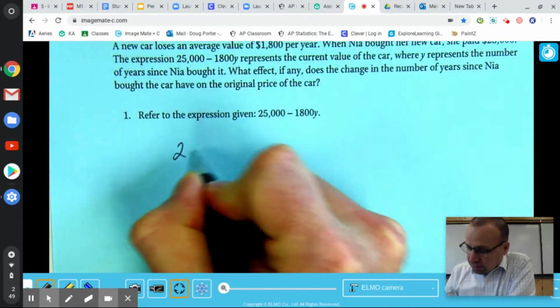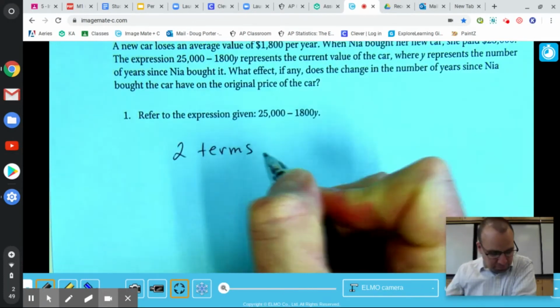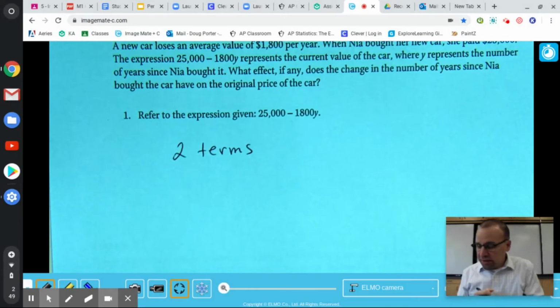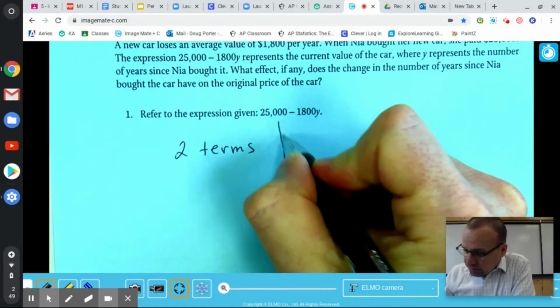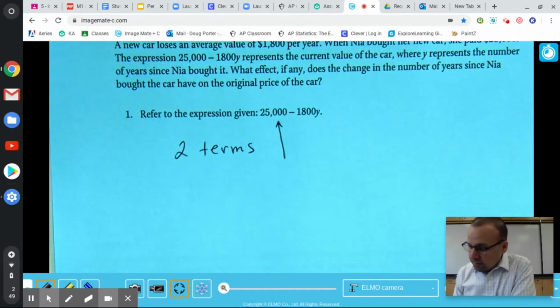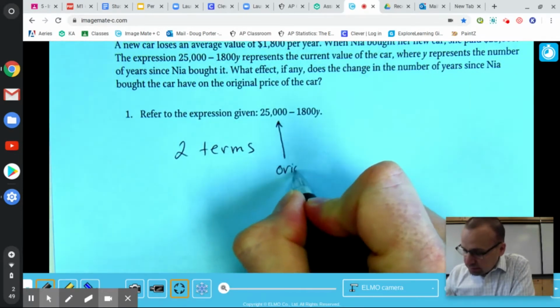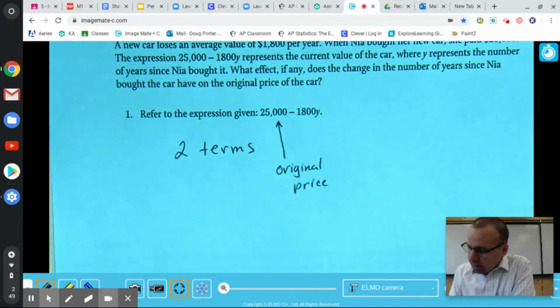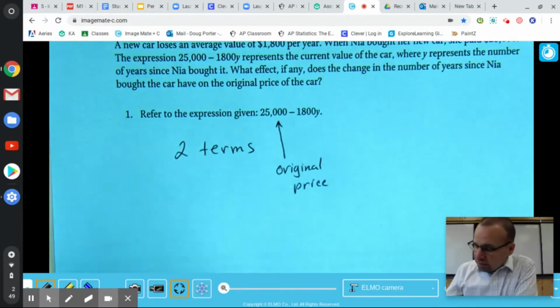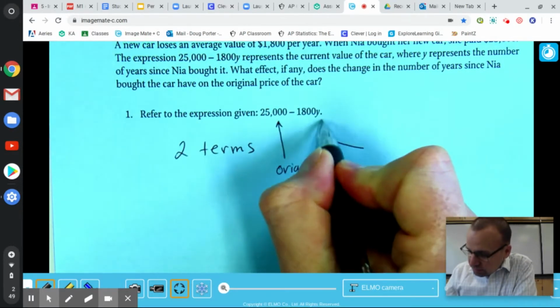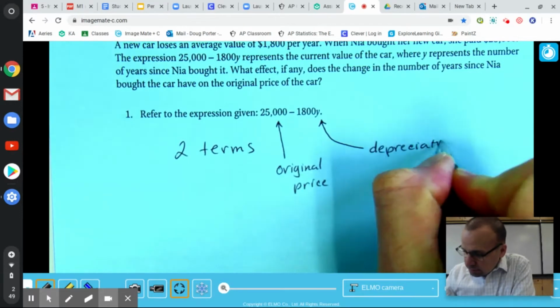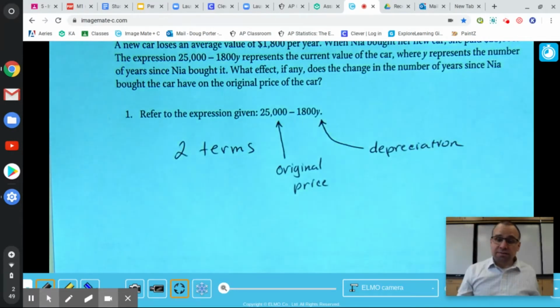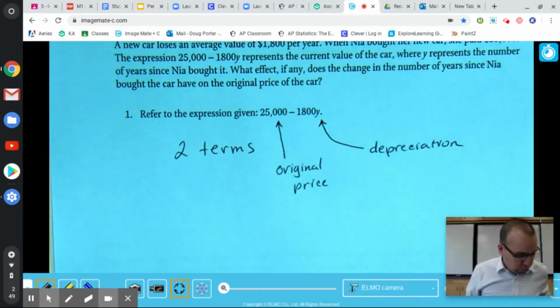There are two terms. We've got the 25,000, which stands for the original price. And then it says it loses a value of 1,800y, which would be your depreciation. Like they say, when you drive the car off the lot, it loses money right away. And so it looks like it's losing 1,800 per year.